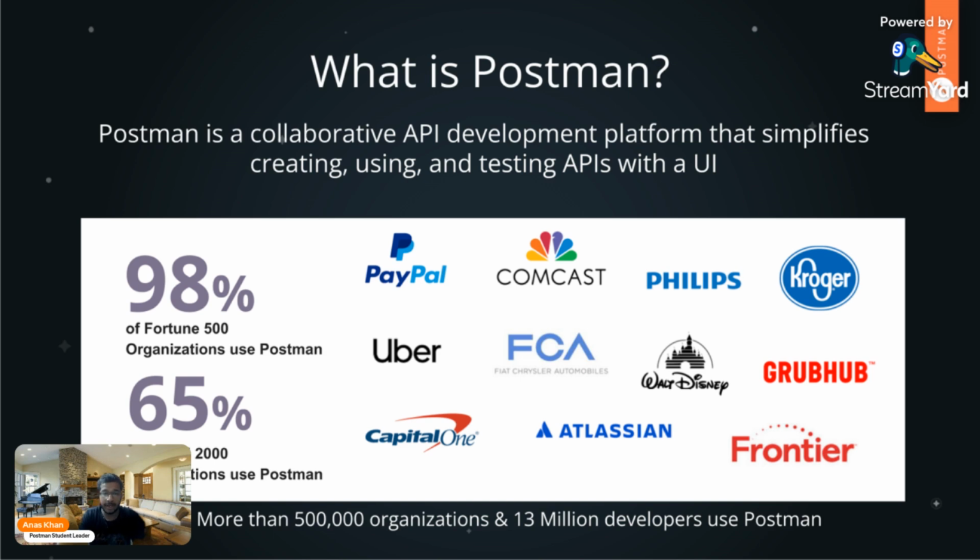Postman is a collaborative API development platform that simplifies creating, using, and testing APIs with a UI. Postman is a tool which helps you make API requests and gives you a beautiful UI that you can interact with. Postman is a pretty big software, used by almost 98% of Fortune 500 companies, including PayPal, Uber, Atlassian, Frontier, Walt Disney, Philips, everyone. Around 30 million developers currently use it.